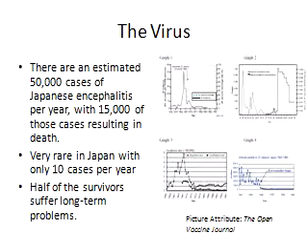Half of the survivors suffer long-term problems, which include Parkinson's disease, mental retardation, convulsions, paralysis, and mental disorders. The graphs show declining rates of infection in Japan, China, South Korea, and Taiwan.